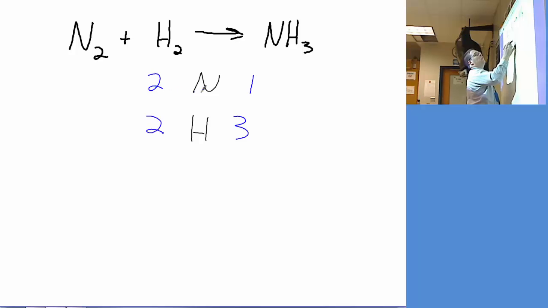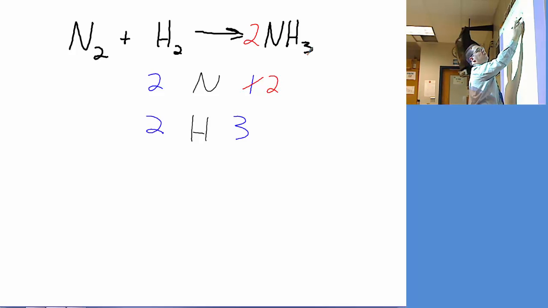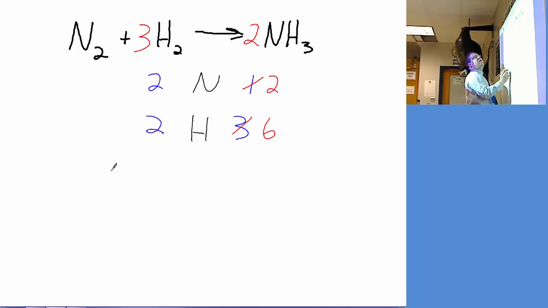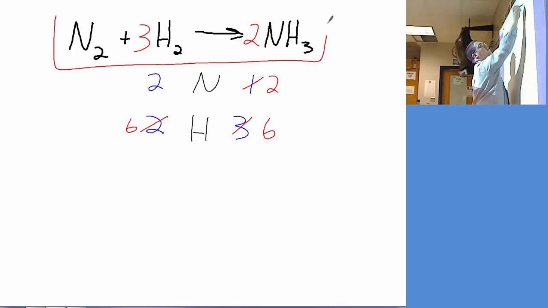So 2 on the left, 1 on the right. That means that we're going to need to have 2 ammonia in order to give us 2 nitrogens. So that updates the nitrogens, but it also changes the number of hydrogens and gives us a total of 6. So now that nitrogens are balanced, we focus on the hydrogens. If we've got 6 on the right, we've only got 2 on the left, so that means we're going to need 3 in front of the hydrogen, which brings that to 6. Both elements are balanced, so we have a balanced equation.